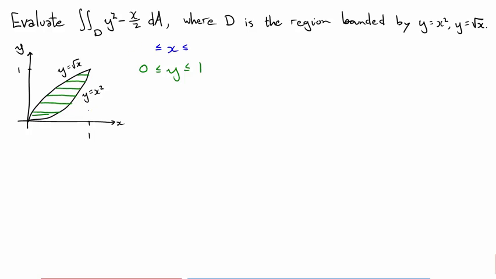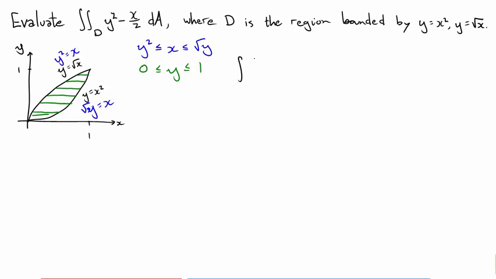And what about the ranges for x? Well, here we have to be versatile and we have to re-express the curves as a function of y. So the left-hand curve of the region, the description is x equals y squared. And the right-hand curve, the description is x equals root y.